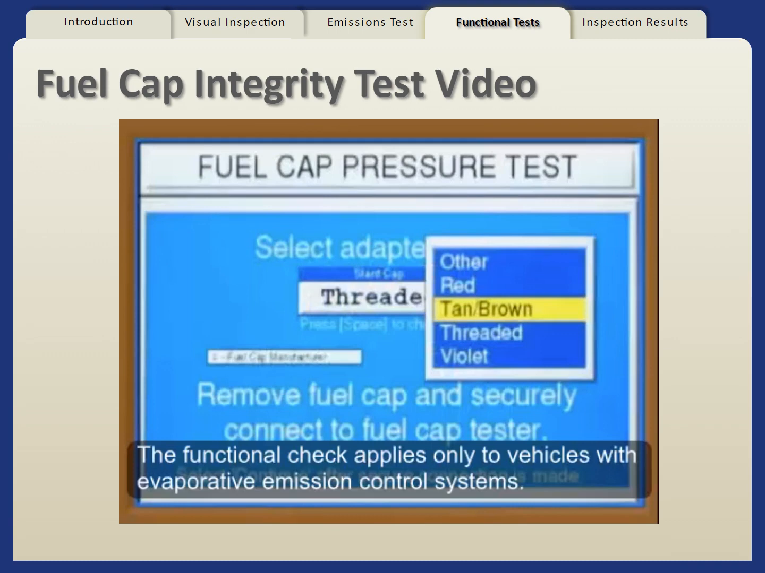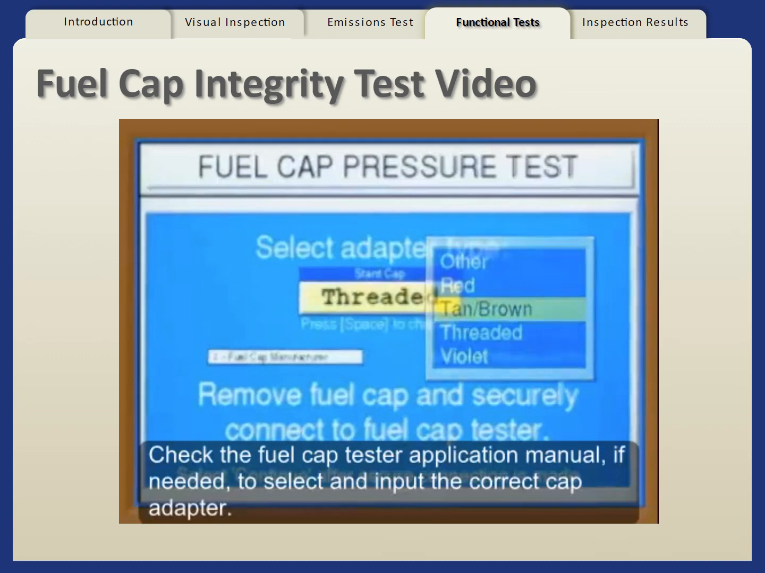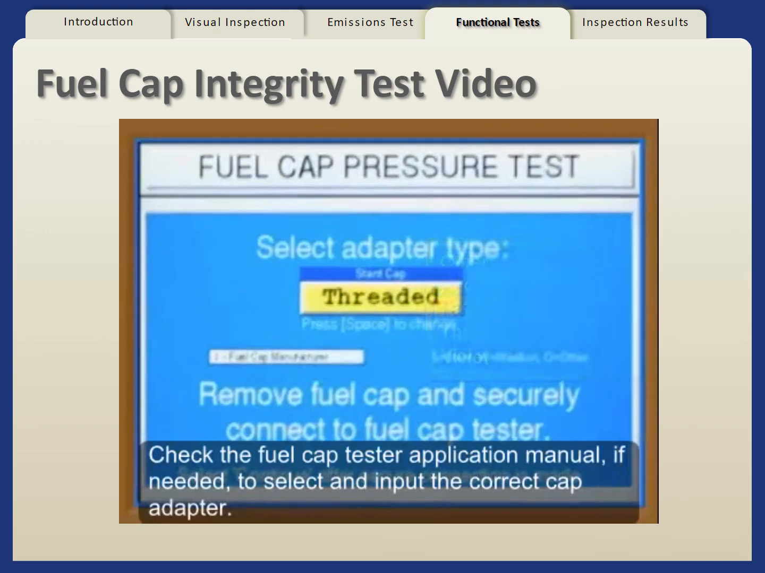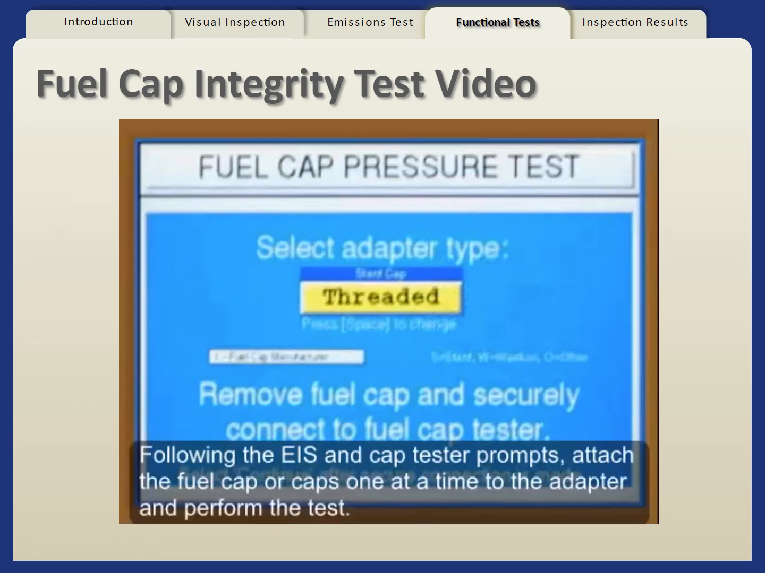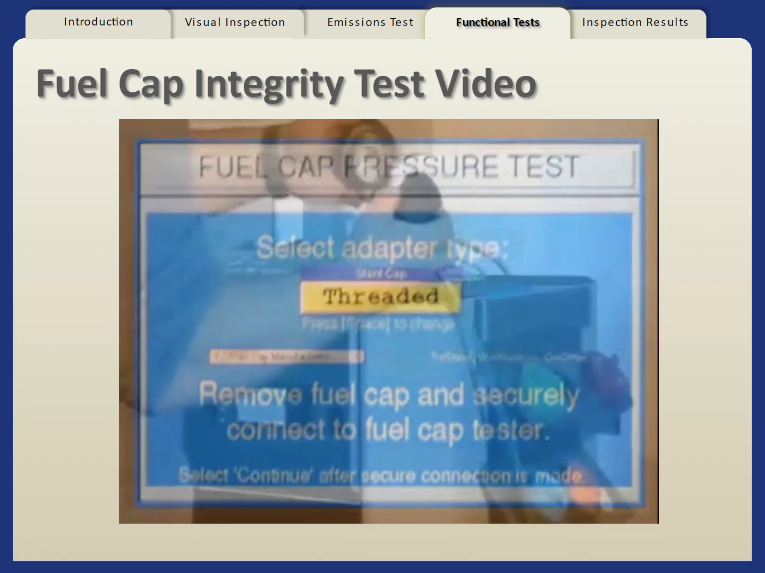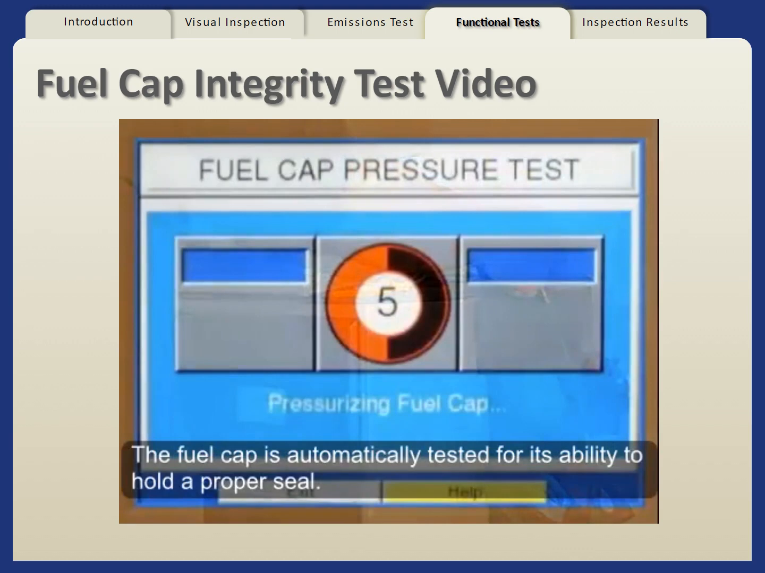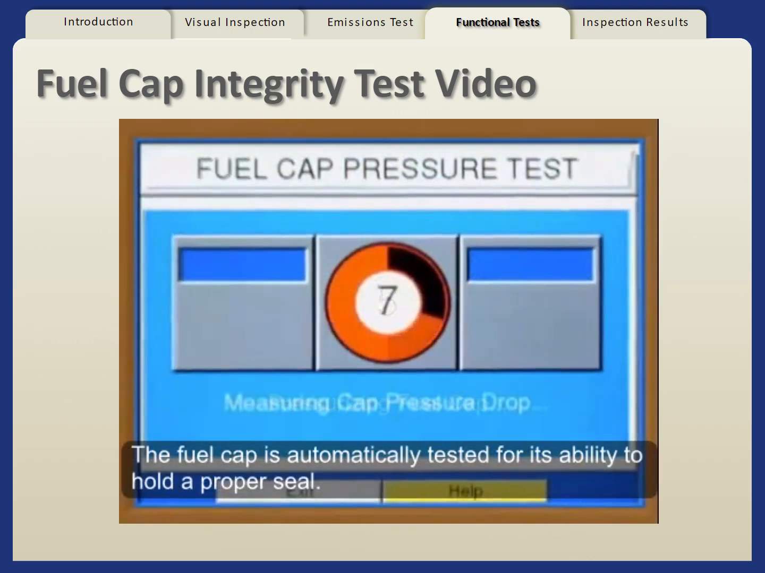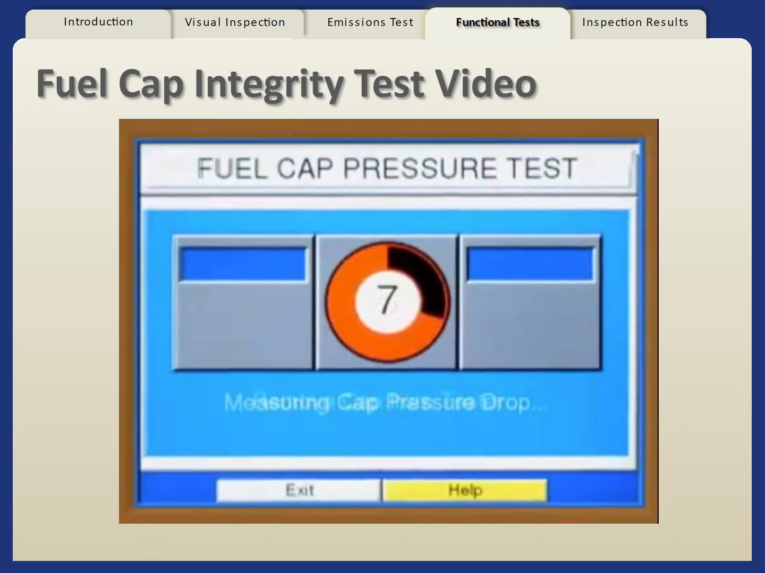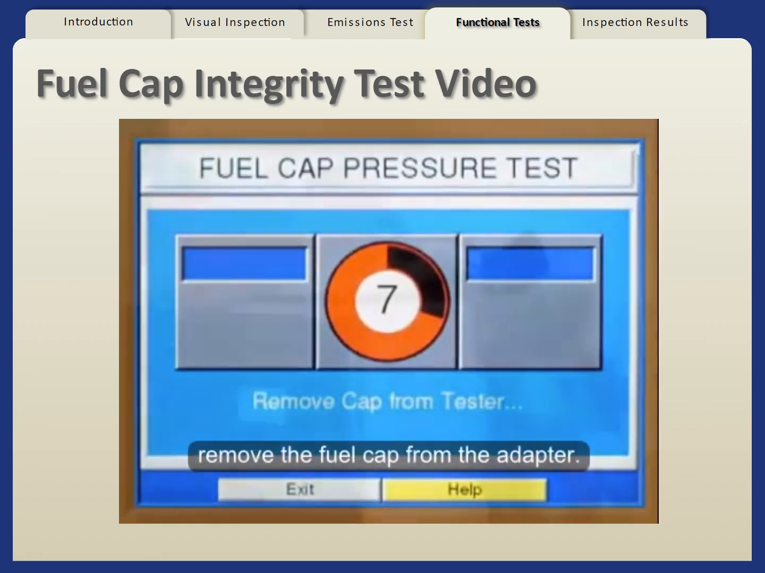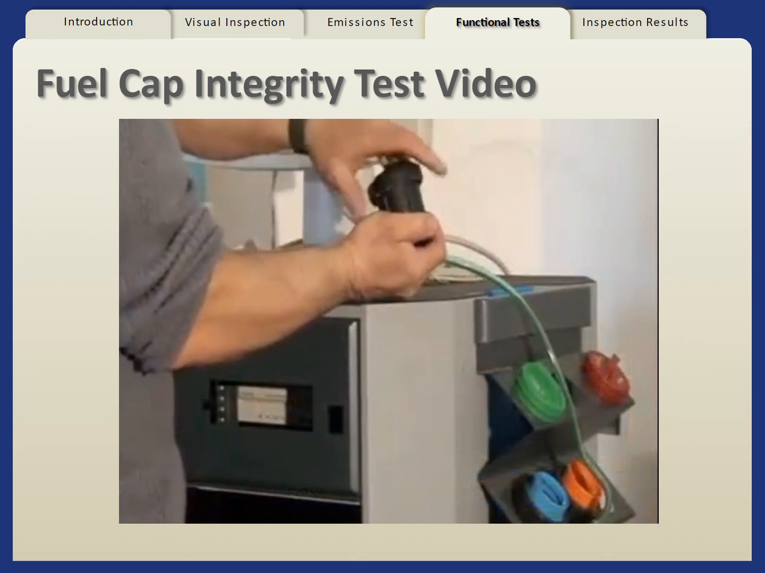The functional check applies only to vehicles with evaporative emission control systems. Check the fuel cap tester application manual if needed to select and input the correct cap adapter. Following the EIS and cap tester prompts, attach the fuel cap or caps one at a time to the adapter and perform the test. Assure the fuel cap is securely attached and sealed. The fuel cap is automatically tested for its ability to hold a proper seal. When prompted, remove the fuel cap from the adapter.